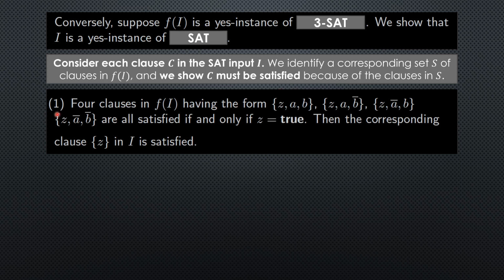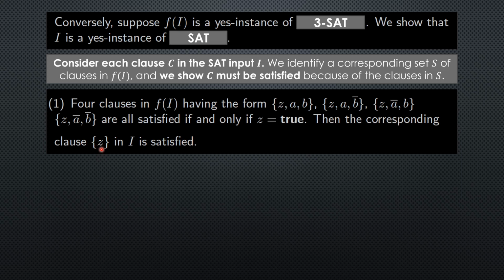So first, suppose that the clause C in SAT that we're trying to show is satisfied has a single literal. Then we know we created in the transformed input 4 clauses of this form: ZAB, ZA not B, Z not AB, Z not A not B. And of course, we argued to ourselves earlier, all 4 of these can be satisfied together if and only if Z is true. In particular, because this is a yes instance of 3SAT, these 4 are all satisfied. And if they're all satisfied, that means Z is true. That means the corresponding clause containing just Z in I, in the SAT instance, must be satisfied.